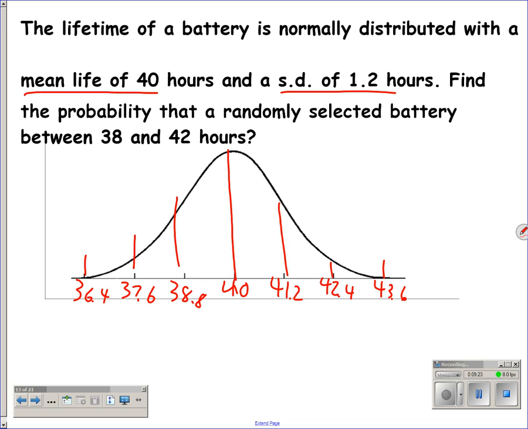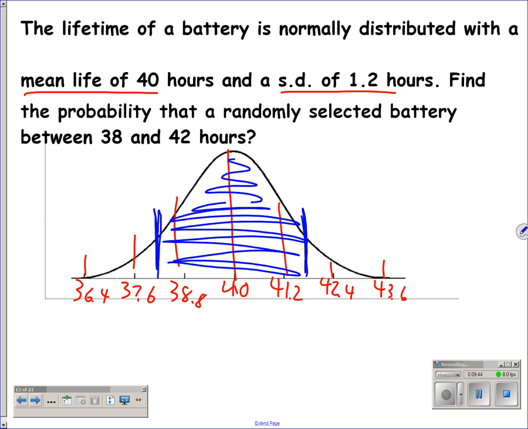All right, so it wants to know the probability that we are going to fall between 38, which is right here, and 42, which is about right here. It wants to know the area or the percentage between here, this shaded region. And the problem is I can't just add 34 and 34 because I don't know these pieces. So the calculator's going to have to do it for us. Okay? So it's 38 and 42.